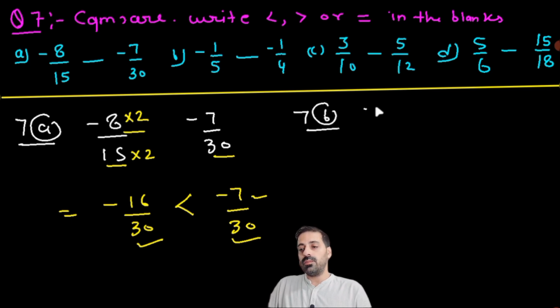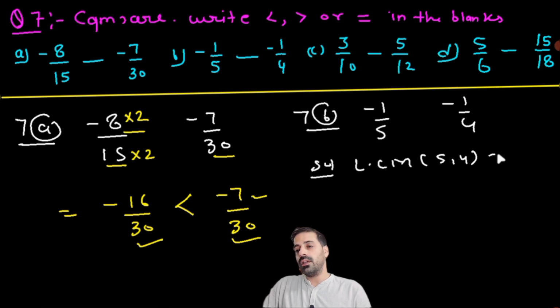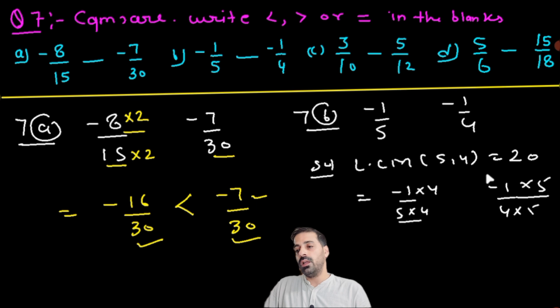Now question number 7, part B of this question, negative 1 upon 5 and negative 1 upon 4. So first I am taking the LCM of 5 and 4, that will be 20. So now I can write negative 1 multiplied by 4, so numerator multiplied by 4, negative 1 by 4, and multiply by 5 and 5, because I have to make the denominator equal to 20. So we have negative 4 upon 20 and we have negative 5 upon 20.